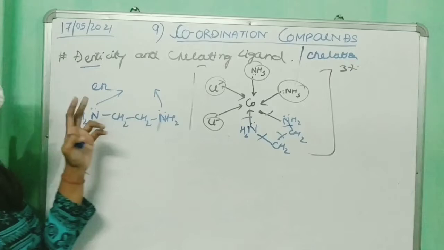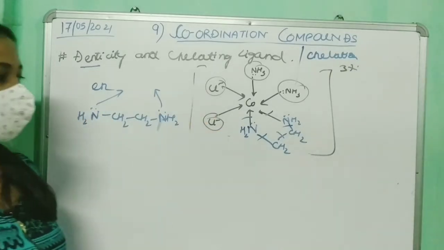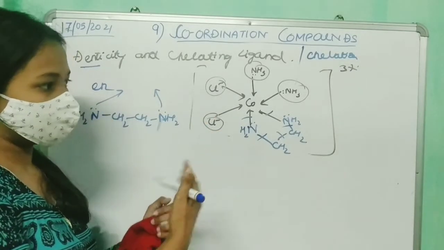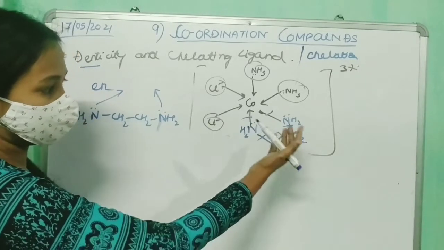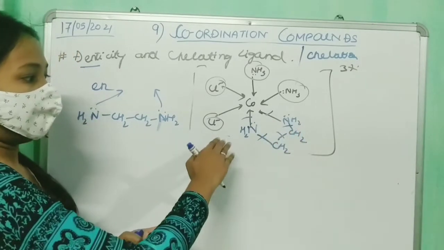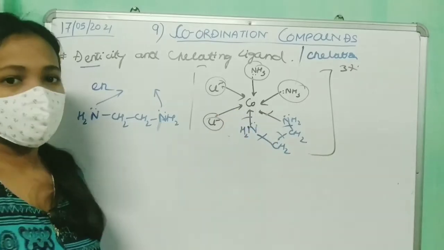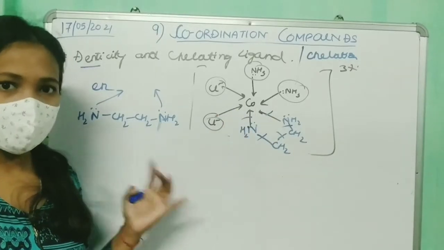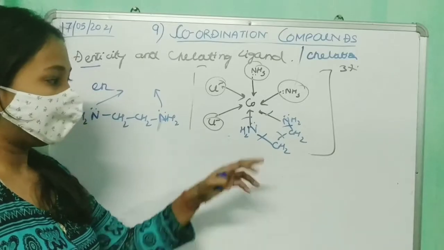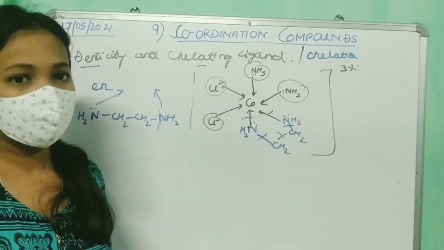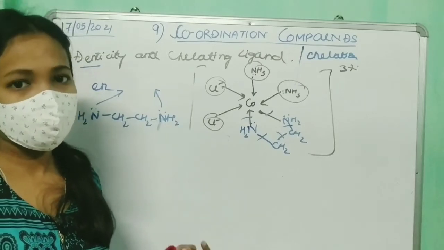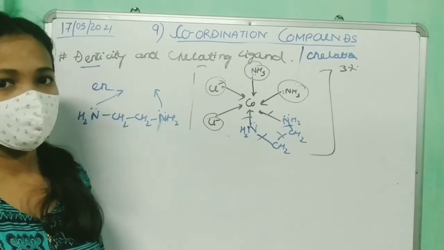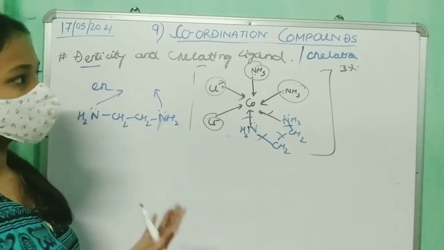So this kind of ligand usually forces us to make a 5-membered ring or a 6-membered ring. It is your bidentate chelating ligand, and this is known as a chelate ring, right? And this whole property is known as chelation. I hope this much is clear to you all. And now let's move on to the next topic.